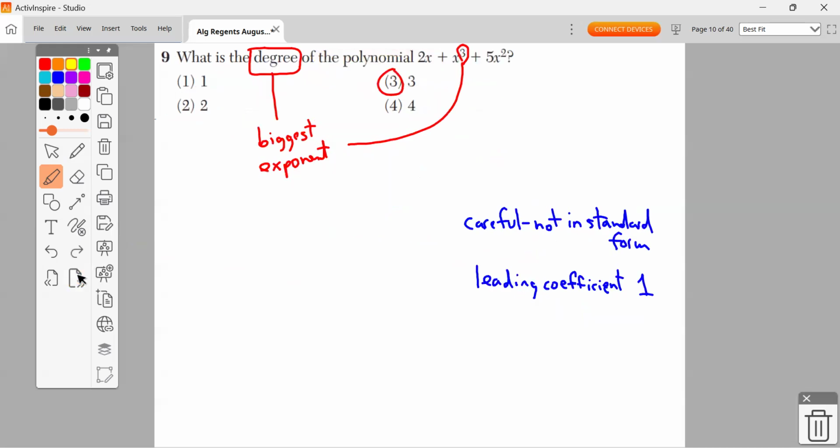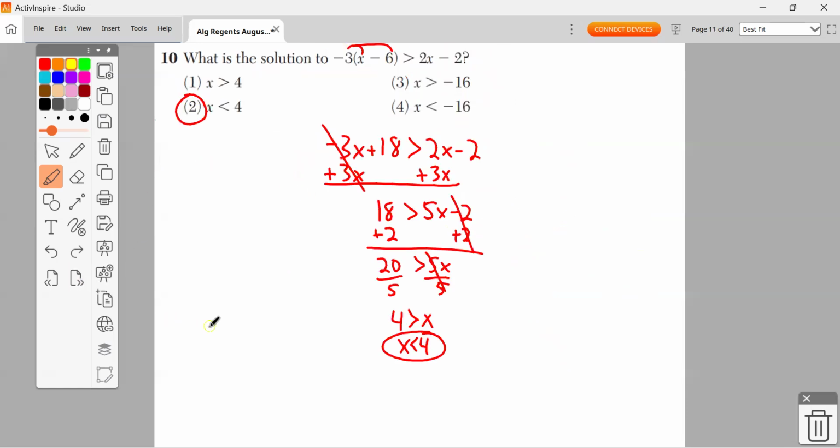What is the degree of the polynomial? The degree is your biggest exponent. Be careful. They're trying to trick you by not putting it in standard form. In standard form, your biggest exponent comes first, then your next biggest, then your next biggest, and then your plain constant at the end. They tried to trick you by putting the biggest exponent in the middle. The leading coefficient, by the way, sometimes they ask you about that. The leading coefficient in this particular problem would be a 1, because there's really a 1 in front of that x cubed.